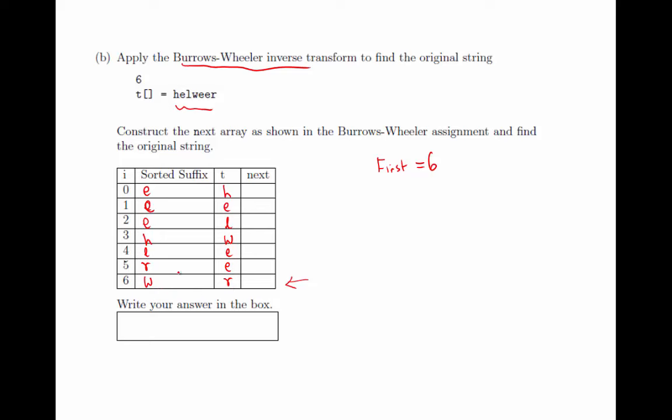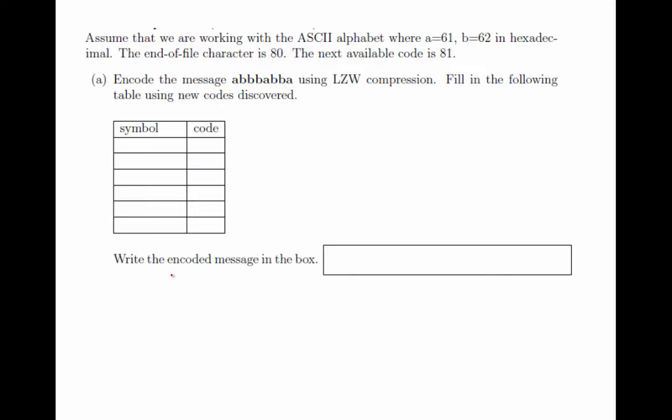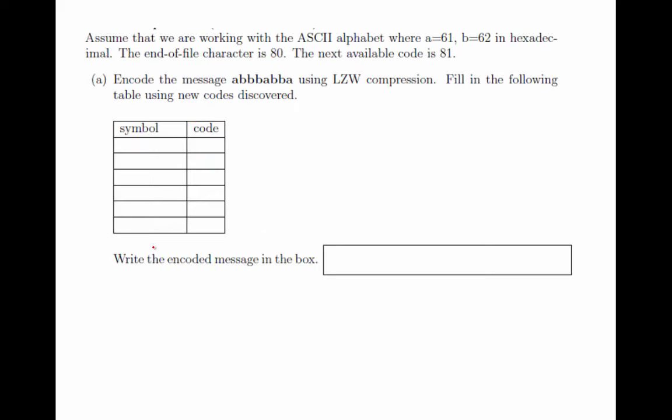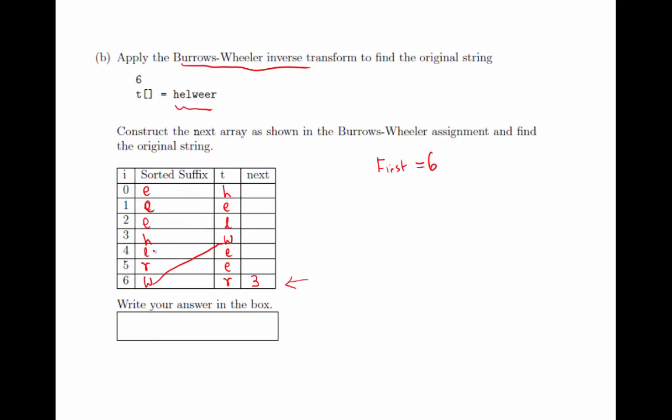It looks like W goes here. So I'm going to draw an arrow here saying the next of 6. The next of 6 is the third sorted suffix. And now let's look at the next of 3. If you take this and sort it, you're going to get the next of 3 would be this particular thing. That's going to be the sorted suffix with the index 0.